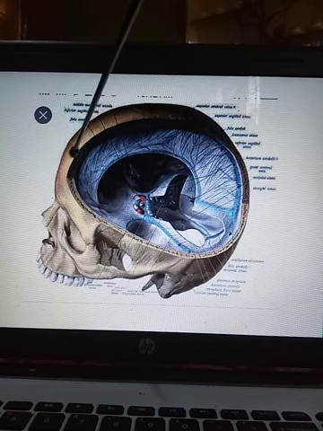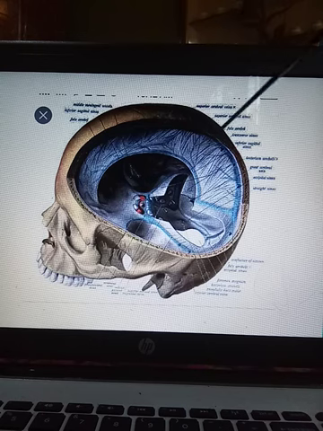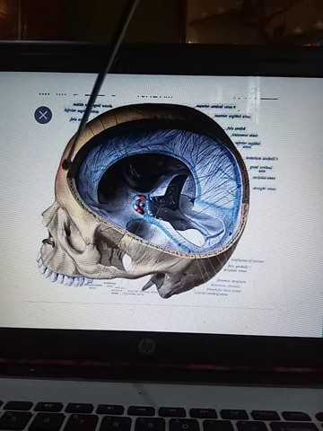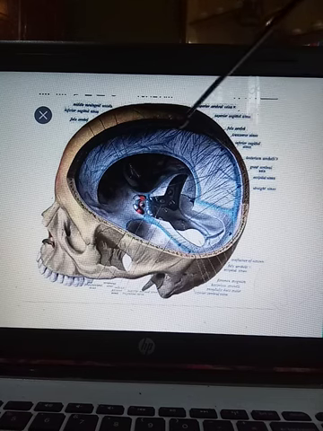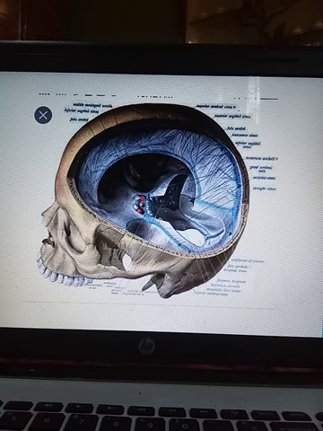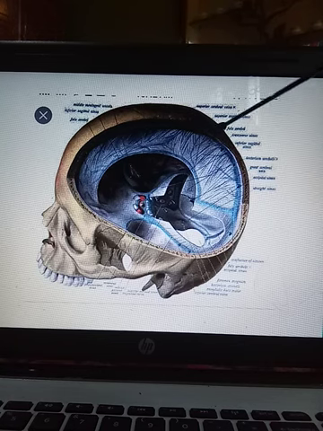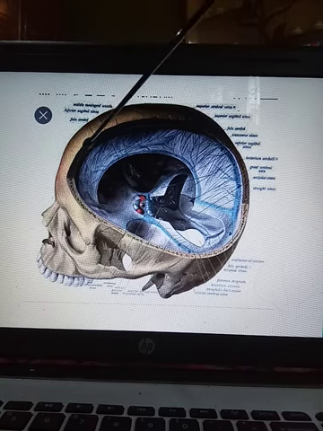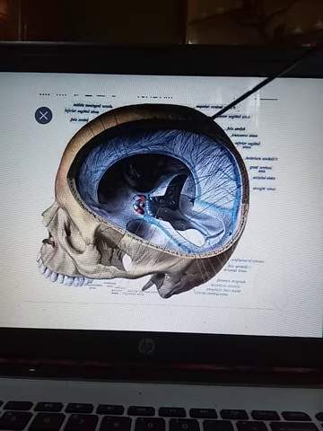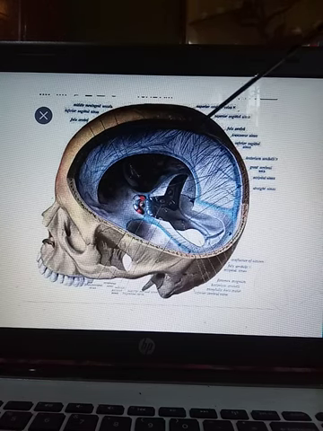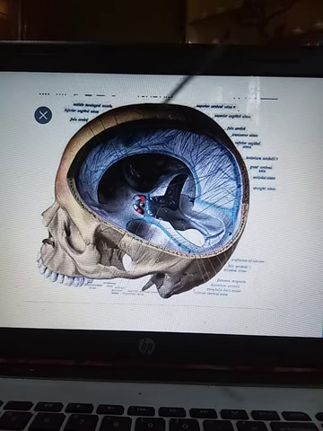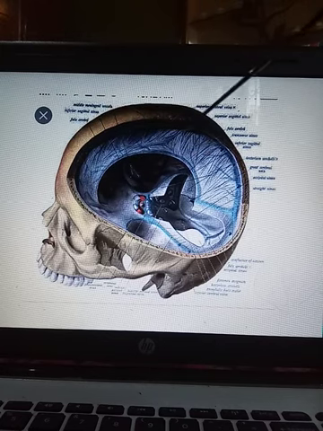Then coming on the superior border, this is the superior border of the falx cerebri. This superior border is attached to a sulcus in the skull, that is called as the sagittal sulcus. You have a sagittal sulcus, the sulcus which is present in the upper part of the skull, and this superior border of the falx cerebri is attached to that.